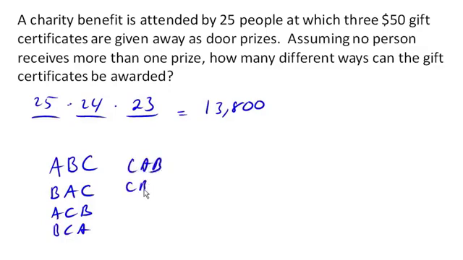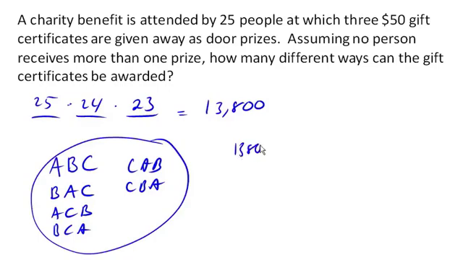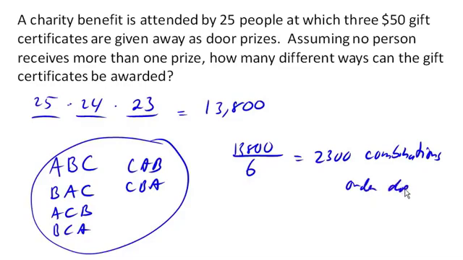There are 6 different outcomes that are all really the same outcome because order doesn't matter here. It doesn't matter who's chosen first, second, or third. So in order to compensate for this, we need to take our 13,800 different permutations and divide by 6 to come up with 23,000 what are called combinations. Combinations are what we call it when order doesn't matter. In other words, it doesn't matter who is chosen first.